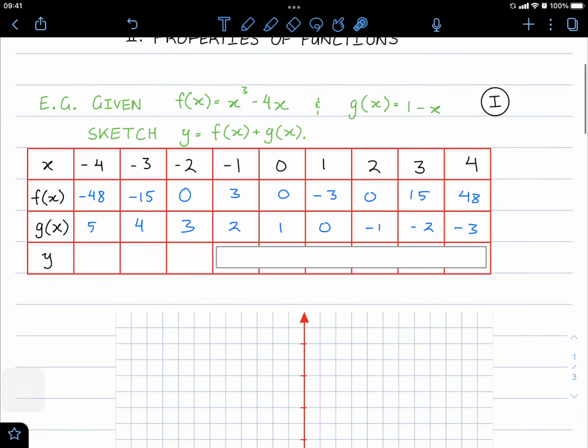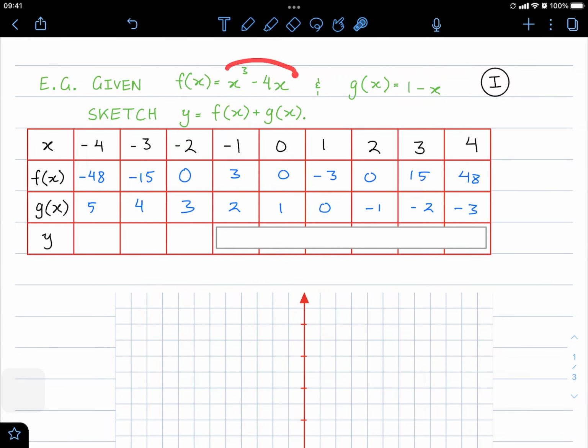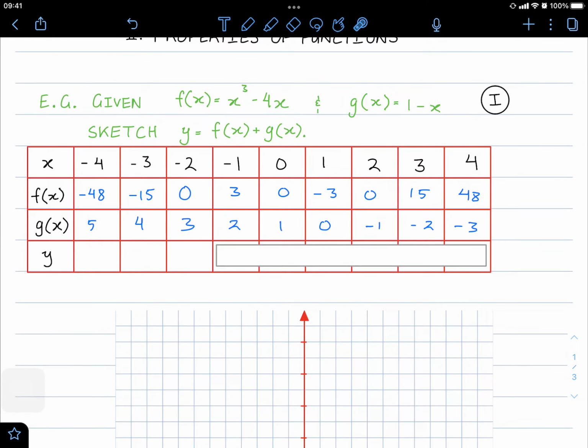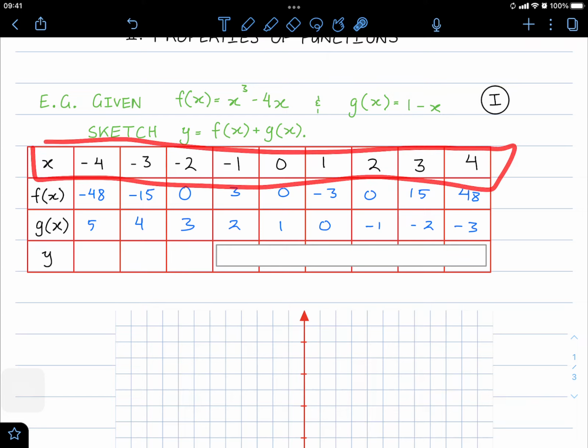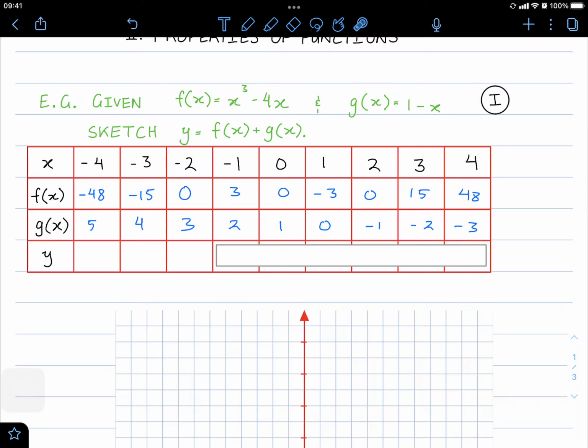In this example, we're going to be looking at the sum of two functions. So, given f of x and g of x, let's sketch y equals the sum of f and g. With a combined table of values, I hope it's very self-explanatory. We take a range of values. For cubics, you need more. For a linear function like this, you really only need 2 or 3, to be honest. But with a cubic and things with higher degrees, you often need much more, like so.